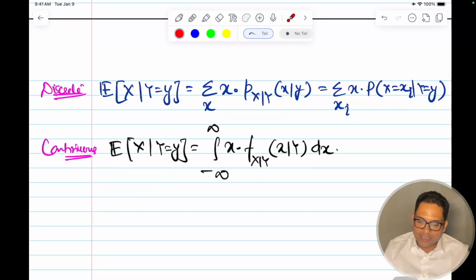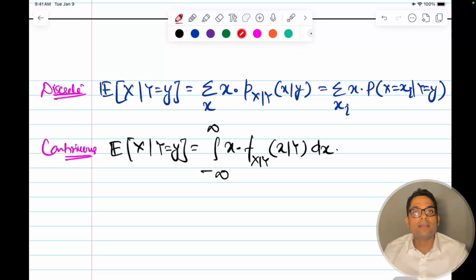So this is conditional expectation. Where will we use it? We will use it when we study the expectation maximization algorithm later, called the EM algorithm. At that time we will use this concept of conditional expectation.